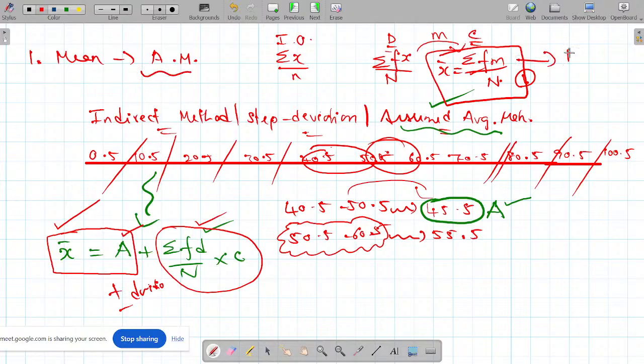This is method one, called the direct method, because we are not doing any indirections at all. Directly we are going to use the formula. This is what you call the direct method. Then we'll go for the second method. This is method two.